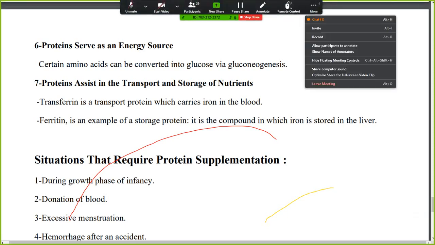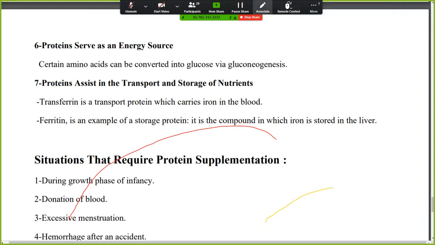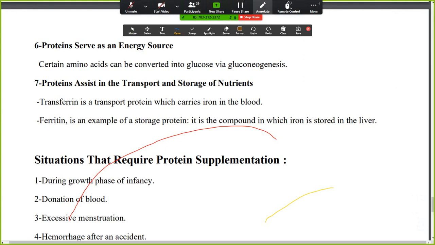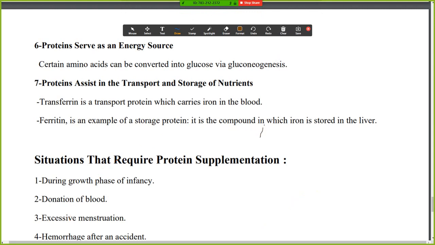Number seven, proteins assist in the transport and storage of nutrients. Example, transferrin is a transport protein which carries iron in the body, while ferritin is an example of a storage protein. It is the compound in which iron is stored in the liver.